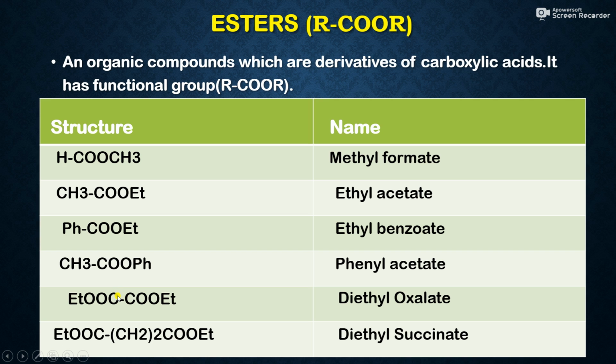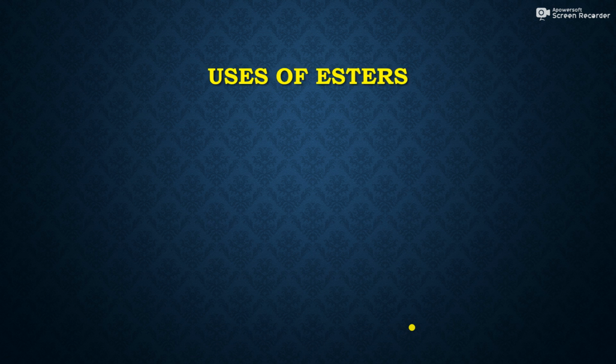Next one is COOH, and again on both carboxylic groups there is Et, and this is a dicarboxylic acid. Therefore, this is oxalic acid, and it is an ester of ethanol. Therefore, it is a diethyl oxalate. Next one is diethyl succinate. So in this way, there are several esters present in nature as well as we can synthesize in the laboratory.